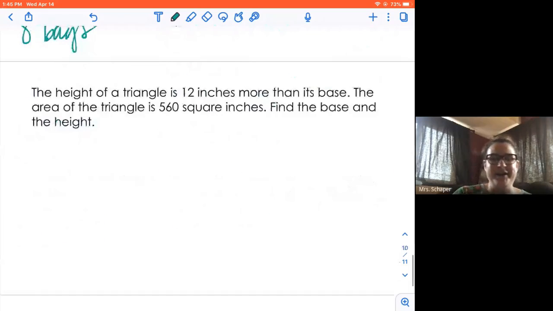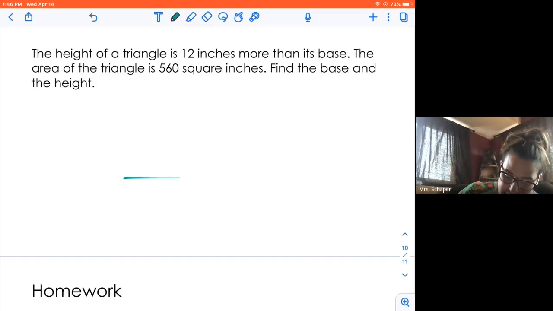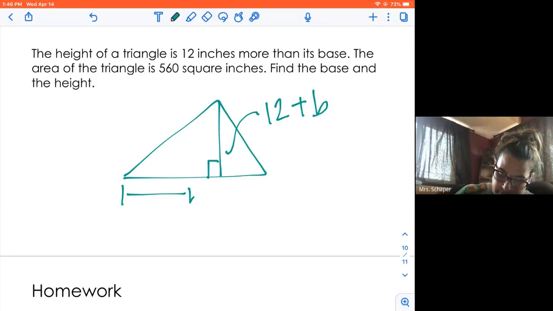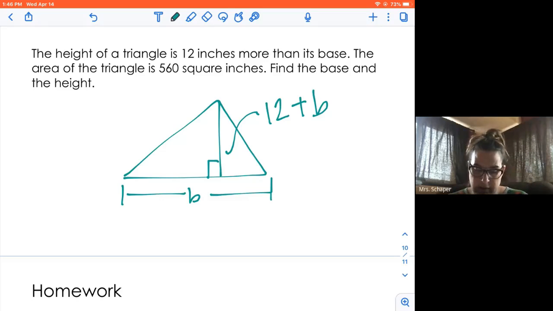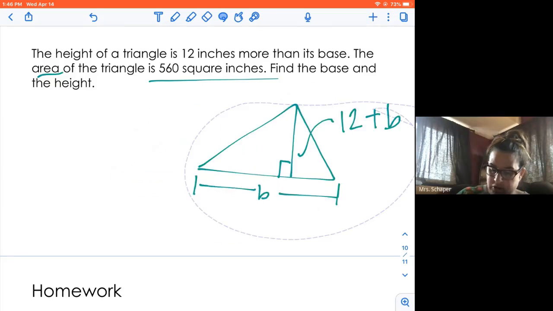Ooh, I like this one. Woohoo! The height of a triangle is 12 inches more than its base. Okay, so I'm going to draw a triangle. All right. The height is 12 more than its base. Okay. And the area is 560 square inches. So let's find the base and the height. I'll put my picture over here.